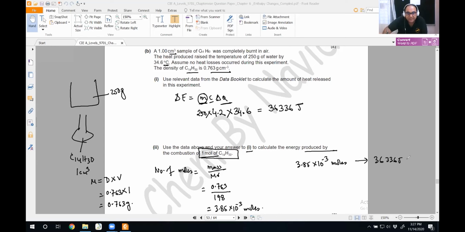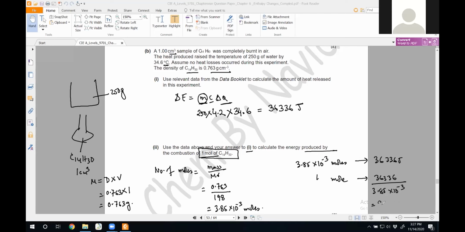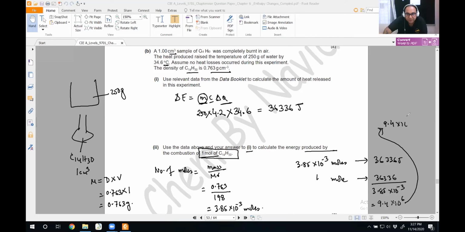So 3.85 into 10 to the power minus 3 moles releases 36,336 joule of energy. So 1 mole will release how much? 36,336 divided by 3.85 into 10 to the power minus 3. What's your answer? 9.4 into 10 to the power 6. Divided by 1000? 9.4 into 10 to the power 3 kilojoule per mole. Any confusion?